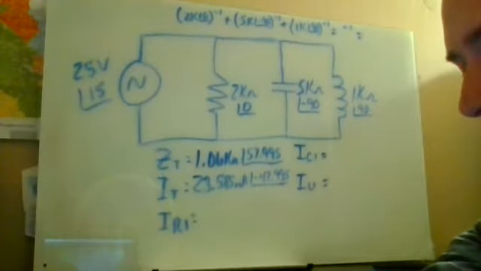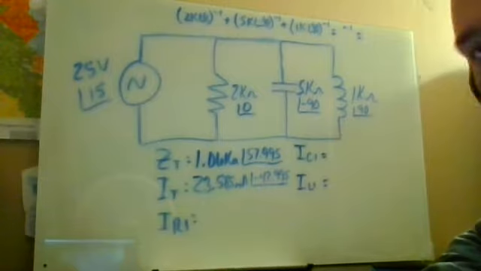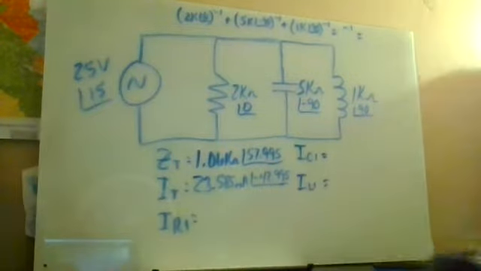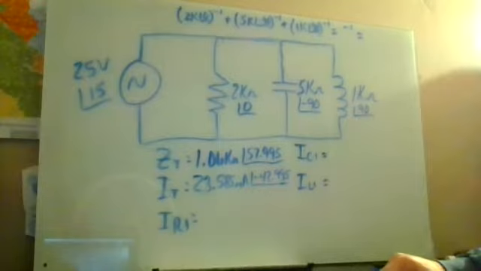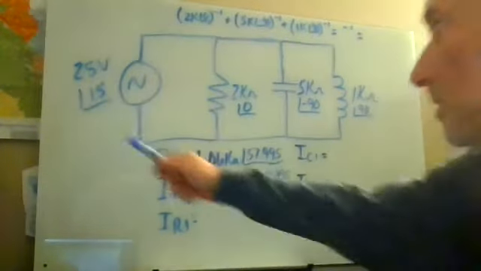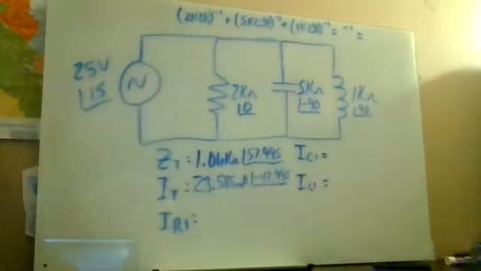I missed that last one on the inductor. So now when you got it, you should get 1.060 k ohms at an angle of 57.995. And then E total divided by that Z total should give me 23.585 milliamps at an angle of negative 42.995.